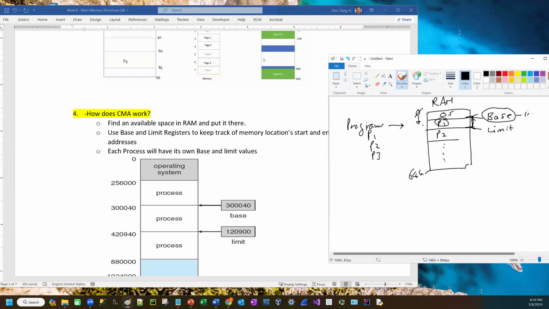So if this address is 100 and you are accessing this particular address, let's say 101, let's say 110, we would say base plus whatever the change is, right? So 10 or something like that. So that concept is going to be helpful for us later on.